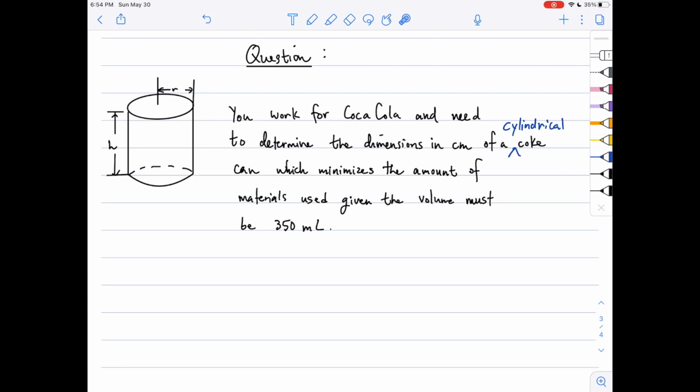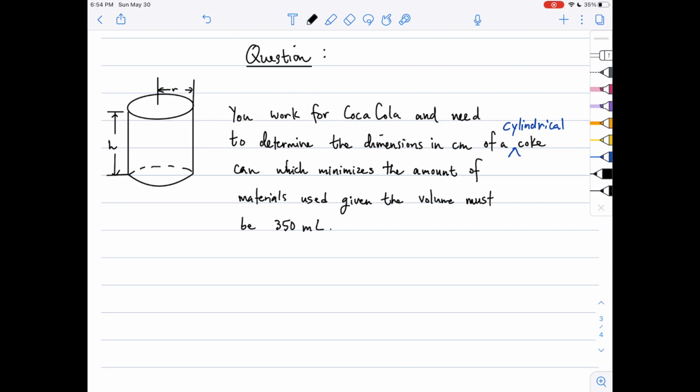So here, the question doesn't even tell you which variable to optimize, right? It just says, minimize the amount of materials used. But what they're really saying is minimize the surface area of this Coke can. And so already you can see that it's challenging because you have to interpret the word problem and clearly identify what the variable you're going to be optimizing is.